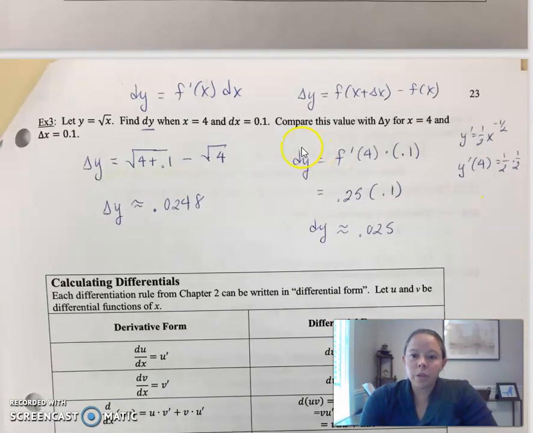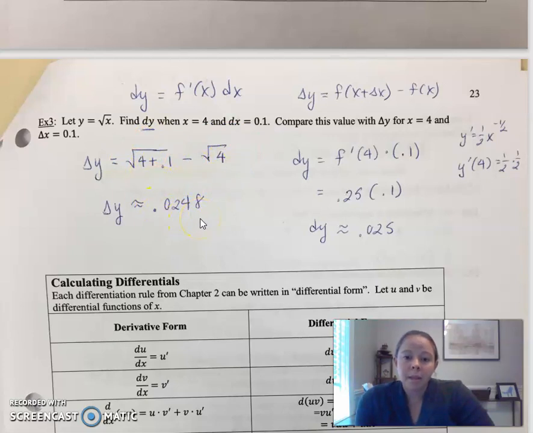Okay, so here's an applications problem. Let y equal the square root of x. Find dy when x equals 4 and dx is 0.1. Compare this value with the change in y for x equals 4 and the change in x equals 0.1. First, I did the easy part. Let's get the change in y. That's just subtracting the two y values. So I plugged in 4 and then 0.1. So that's the square root of 4.1 minus 4, and that's the change in y.